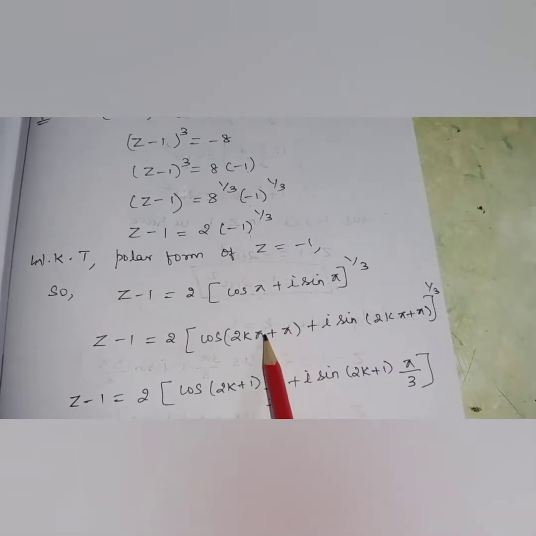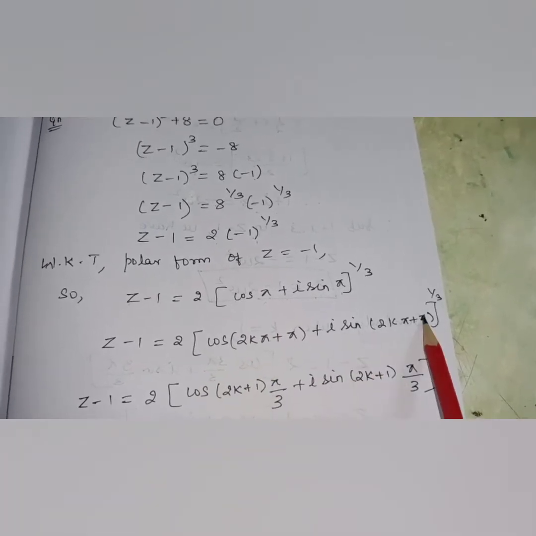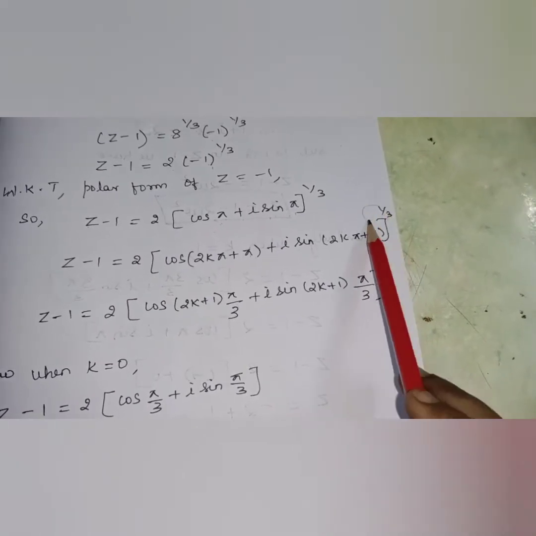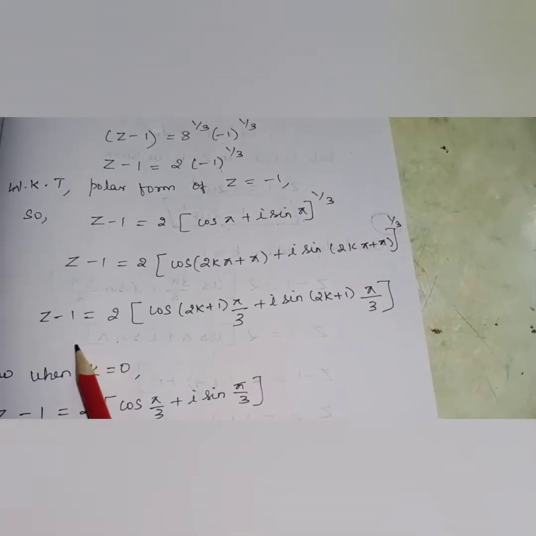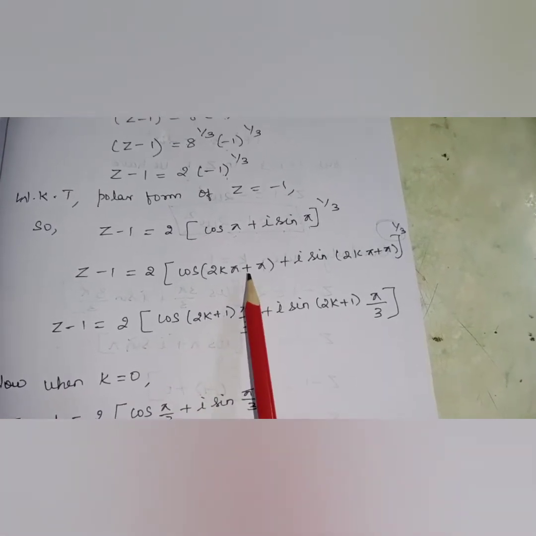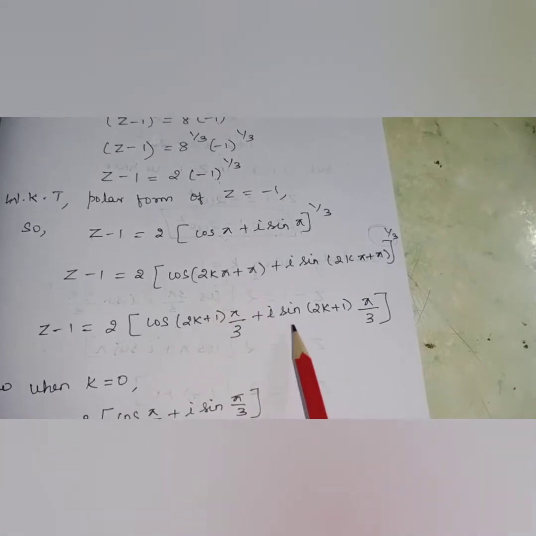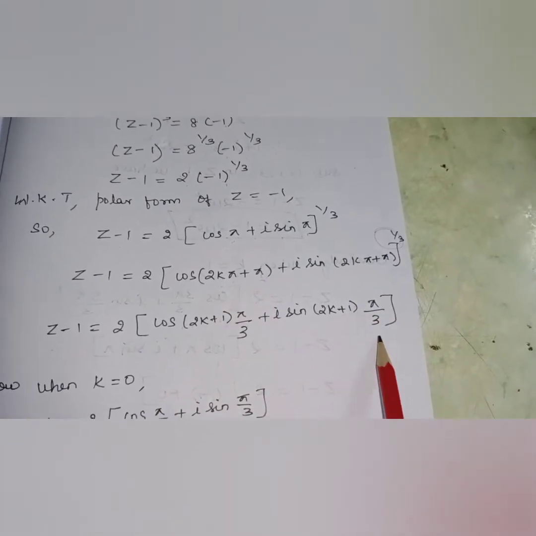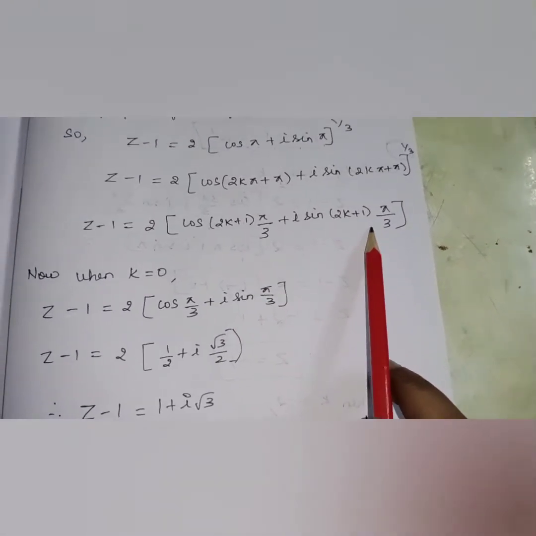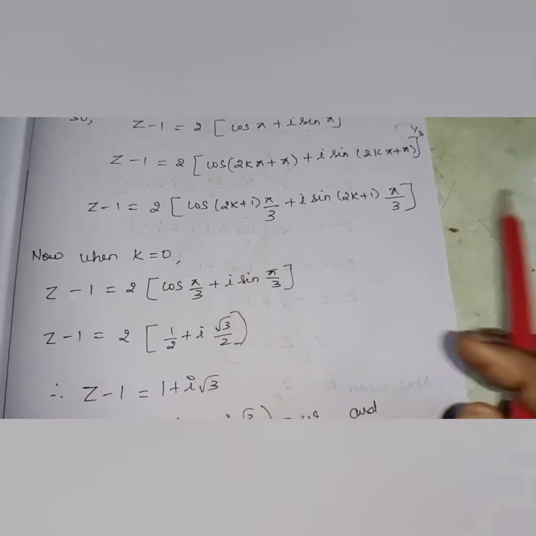Before that we have to add 2k pi to the argument. So adding 2k pi, cos of 2k pi plus pi plus i sin of 2k pi plus pi, the whole power 1 by 3. Then by De Moivre's theorem, when I bring this 1 by 3 to the argument, z minus 1 is equal to 2 into cos of 2k plus 1 into pi by 3, plus i sin of 2k plus 1 into pi by 3. I am taking the 2k plus 1 outside because I have pi in both the terms. Now this is our general term, children. As usual, k will take values 0, 1, 2, 3, etc.